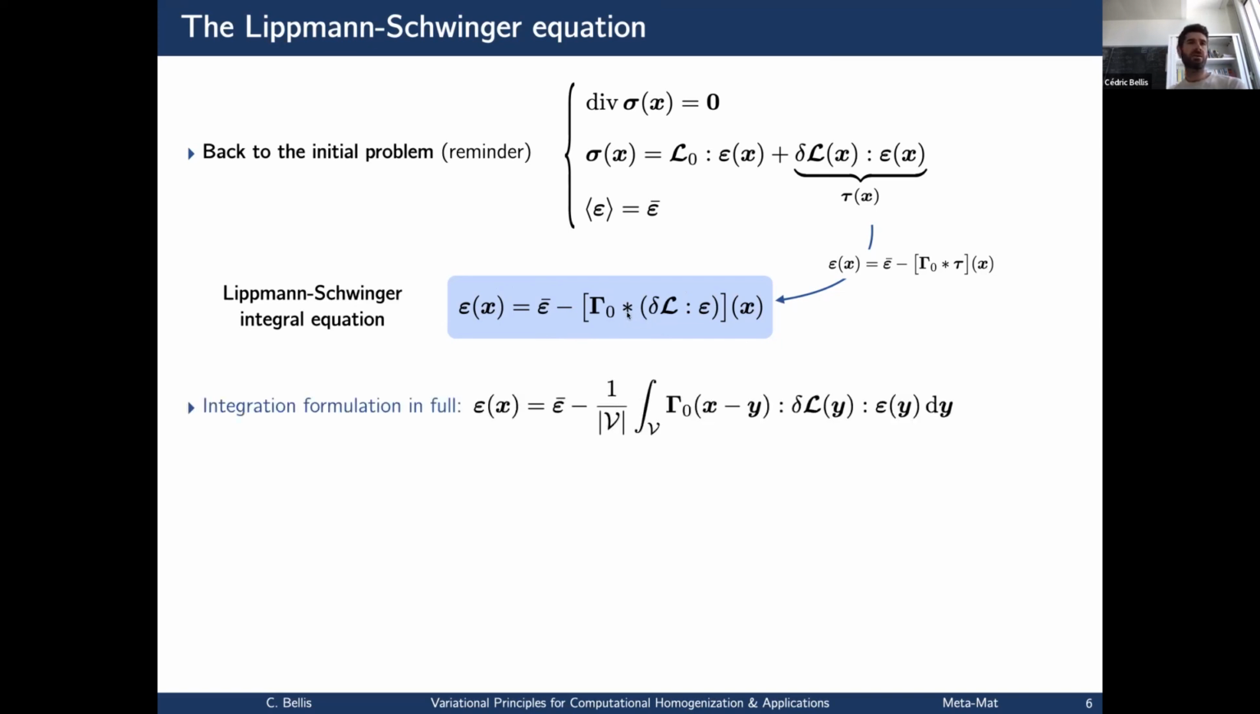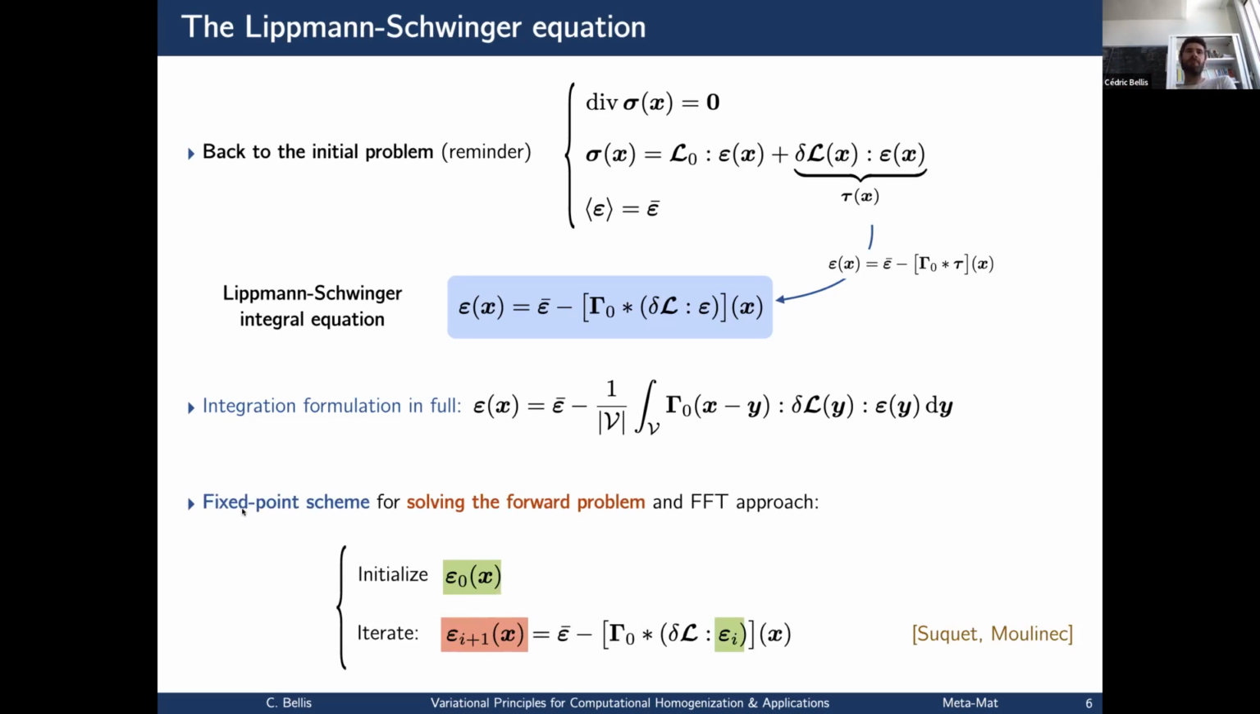So if I write this equation in full, you have a convolution of delta L epsilon with this kernel here that is constituted by the Green's function. But this is just a reformulation of the local problem. We have not solved yet the problem because epsilon, the solution, is outside the equation and also inside the integral operator. So the question now is how to solve this type of equation. Perhaps the simplest idea we can think of is to use a fixed point scheme, which obviously has some convergence condition. Basically, we can initialize the strain, and to find the strain at the next iteration, just apply the integral operator to the previous iteration.